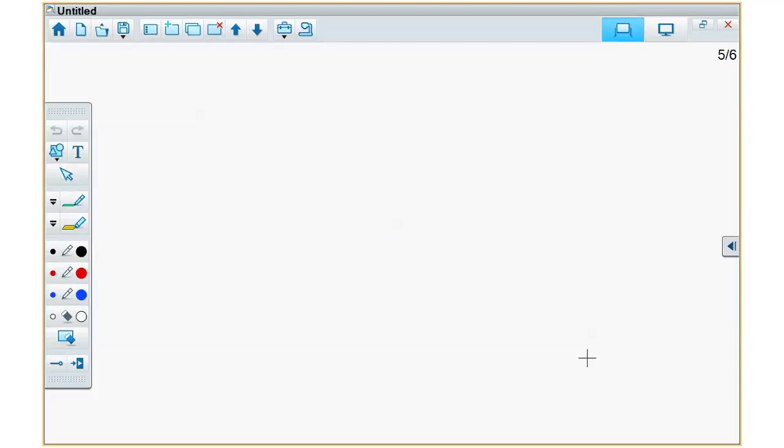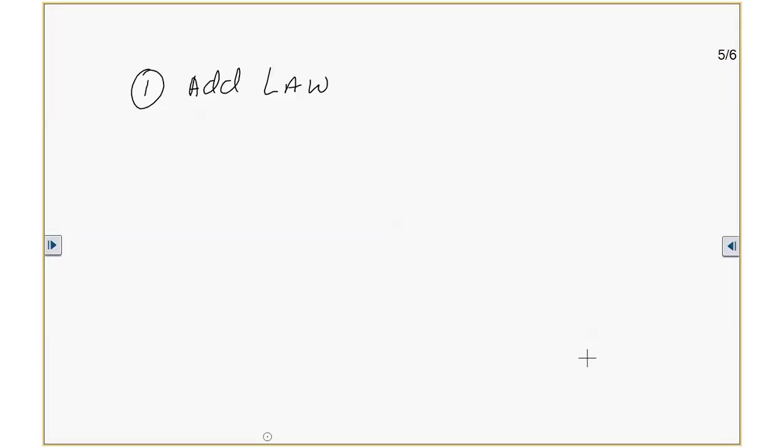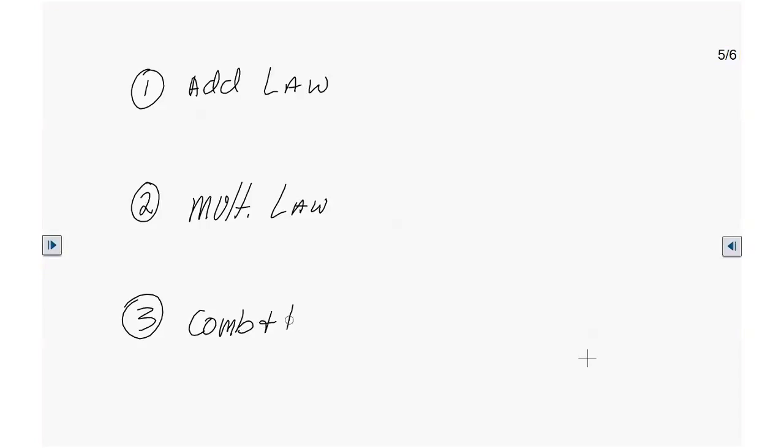All right. This is what we're going to do in the future. One, we're going to go over the additive law. The additive law is based on the word or, I think. I can't remember. I get them mixed up. In the additive law, you add the numerators of your probabilities. The multiplicative law, you multiply your fractions or you raise them to the power. And then 3 is combinations and permutations.